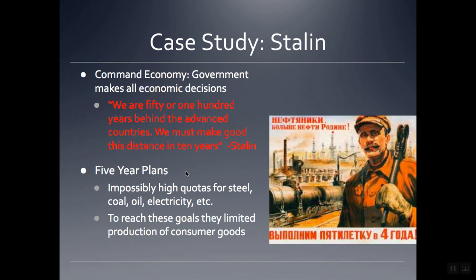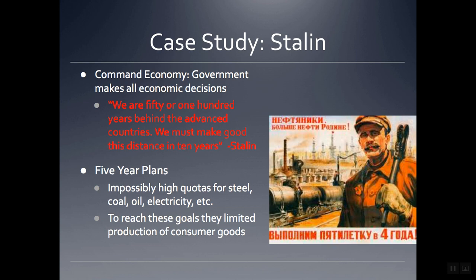So we're going to focus all of our attention on producing steel, coal, oil, that sort of stuff. So they really cut back on the production of consumer goods. Like factories, any kind of factory that made consumer goods, so anything that you would buy, clothing, shoes, whatever, they limited that to such an extreme measure that there were such shortages in Russia. But they were producing lots of steel and coal and oil, but it came at the expense of so many people's lives.